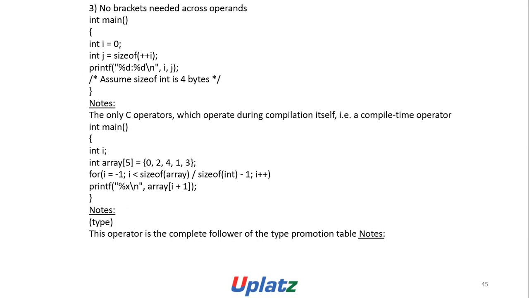The sizeof operator is the only C operator which operates during compilation itself, that is, a compile time operator. int main() { int i; int arr[] = {0, 2, 4, 1, 3}; for (i = -1; i < sizeof(arr)/sizeof(int) - 1; i++) printf("%x\n", arr[i + 1]); } Note: the type of this operator's result follows the type promotion tables.